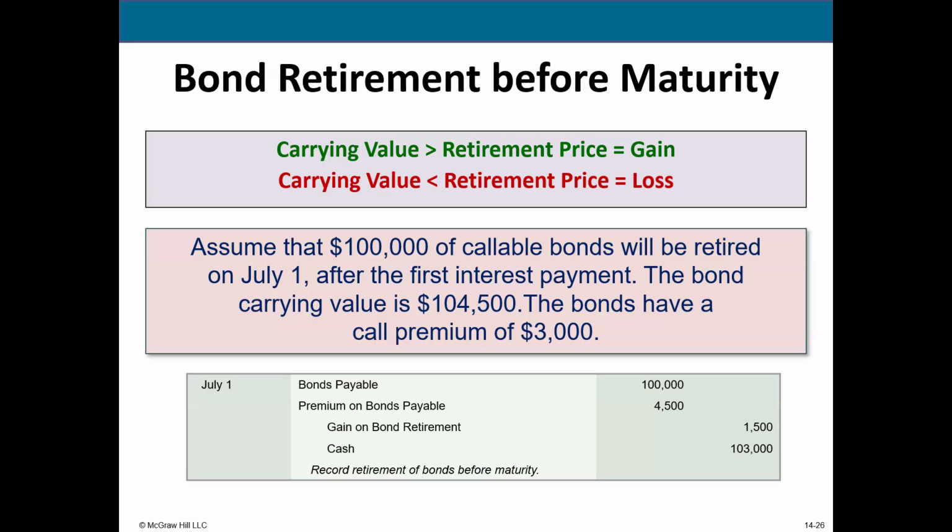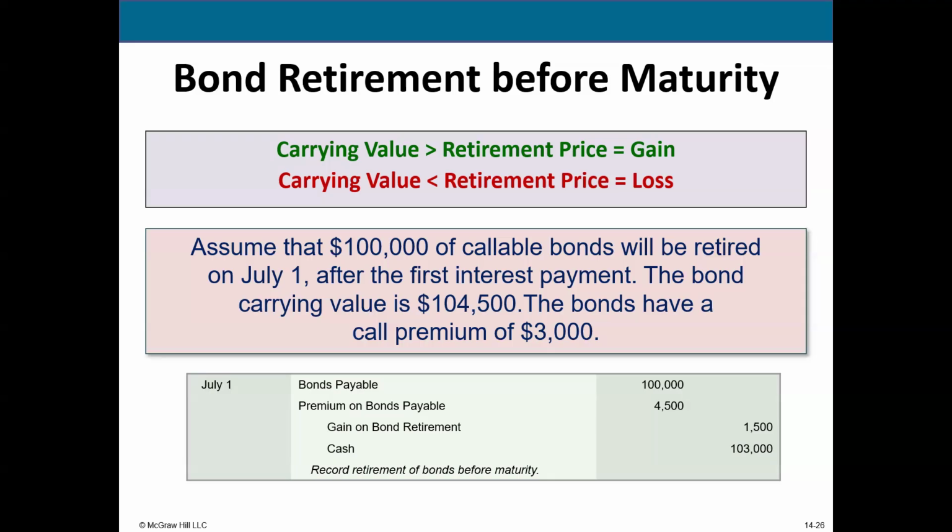So we assume it's a $100,000 bond. We've decided to pay it early. Basically, after the first interest payment, we decided to pay it early. It looks like the bond had a carrying value of 104,500, which includes the premium amount of 4,500 on the bond. And so we are going to pay this off early.